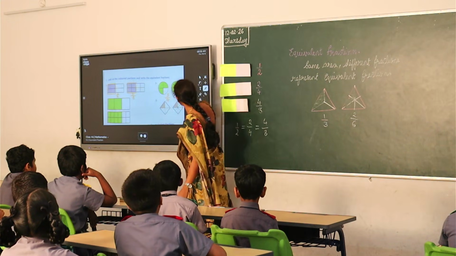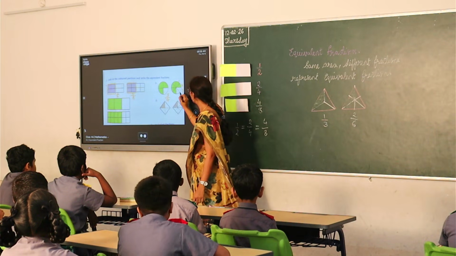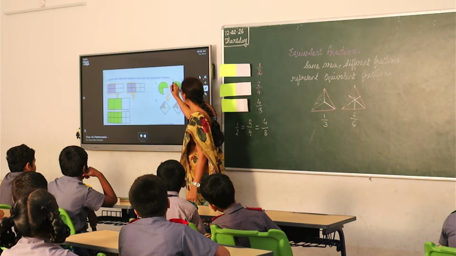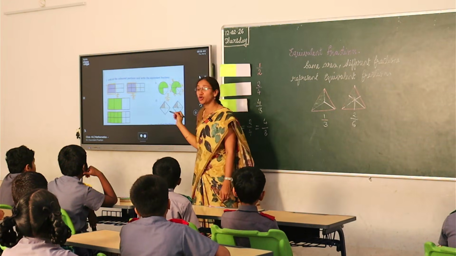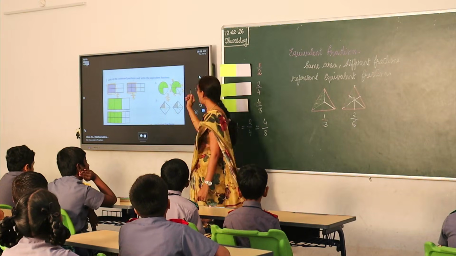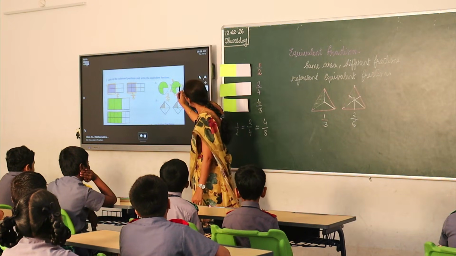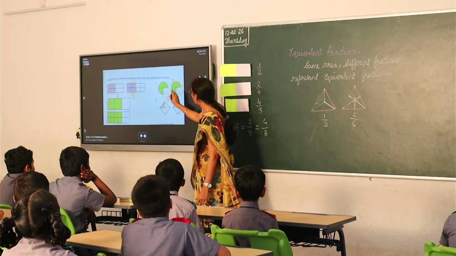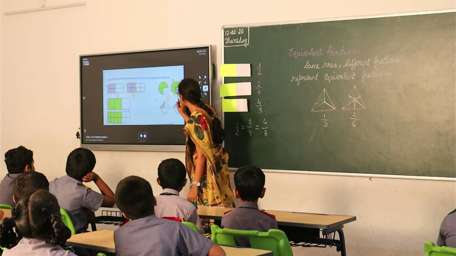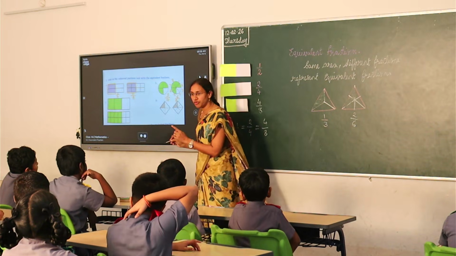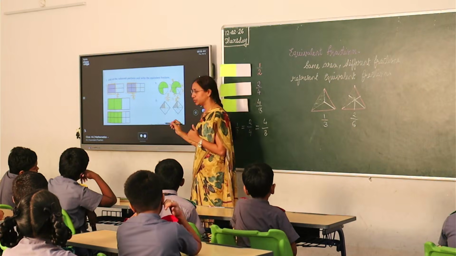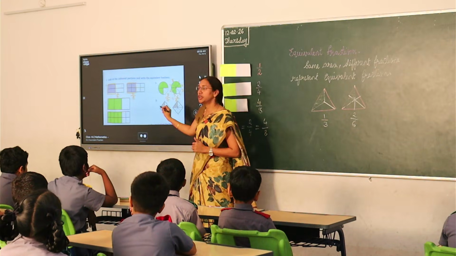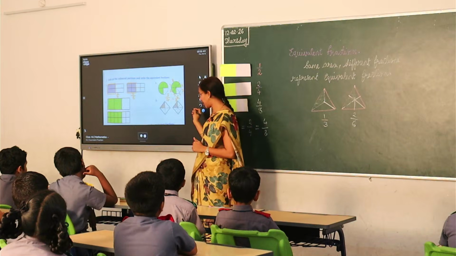Coming to the next circle, children. See how many parts? 1, 2, 3, 4, 5, 6, 7, 8. This circle is divided into how many equal parts? 8. Out of these 8 equal parts, how many parts are shaded? 1, 2, 3, 4, 5, 6. 6 by 8. 3 by 4 is equal to 6 by 8. Same area is shaded but represented with different fractions.